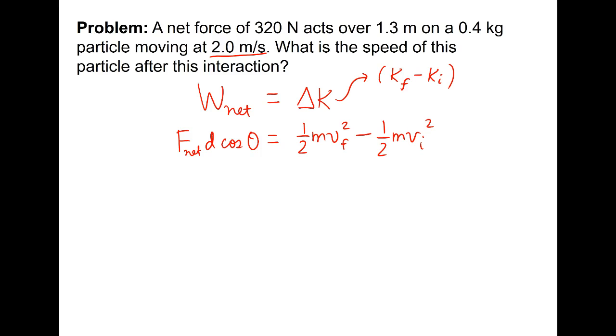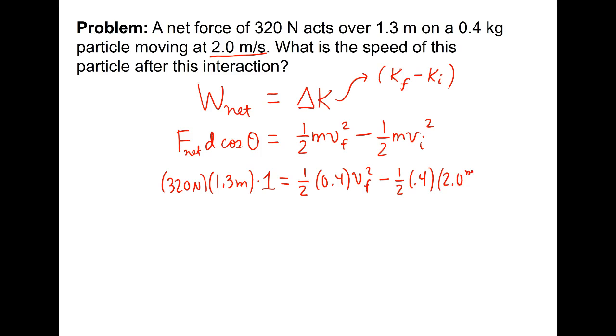Okay? Now F net is 320 newtons. The displacement is 1.3 meters. And because we don't have any other information, we assume that they are parallel to each other, so the cosine is 1. And then we just plug in 1/2 times 0.4 times v final squared minus 1/2 times 0.4 times v initial squared. We solve that for v final, and it's about 45.7 meters per second.